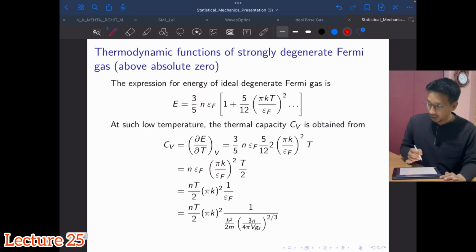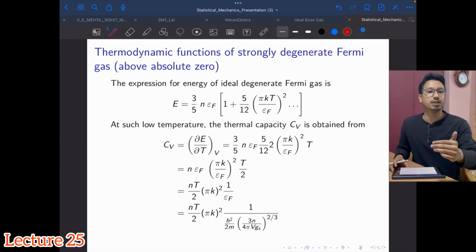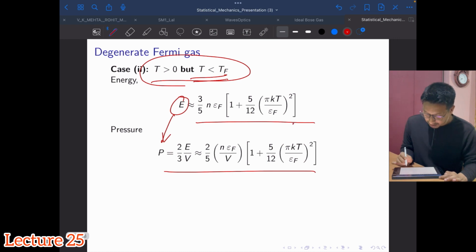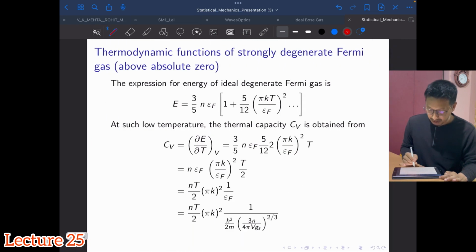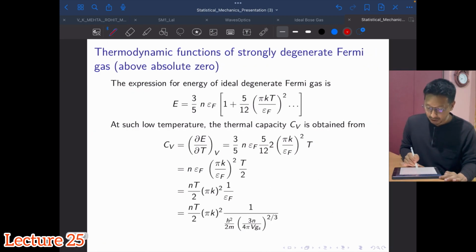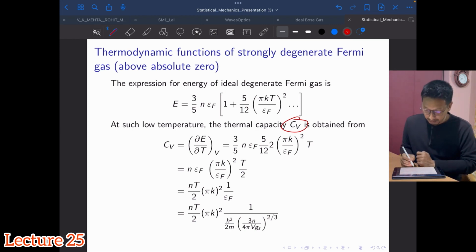Okay, so now we'll try to discuss these thermodynamic functions of a strongly degenerate Fermi gas just above the absolute zero temperature. So we will use this energy expression. See, here it is approximated. I have considered up to a few terms, you can see the second term, but here I have put equal, and there are lots of other terms. Okay, so at such low temperature, the CV, we know how it is calculated, del E by del T at constant volume.